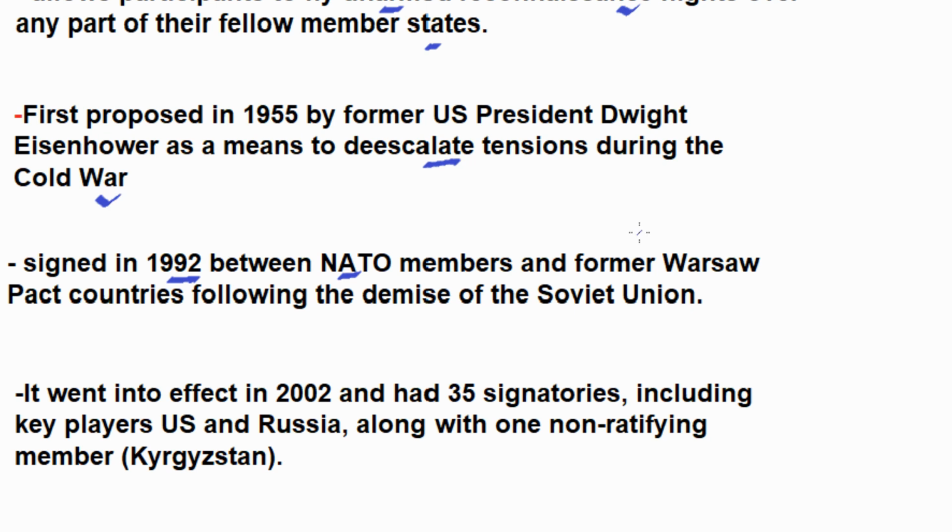NATO was formed in 1949, and as a response to NATO, USSR also formed a union called the Warsaw Pact in 1968 with USSR and its satellite countries. This treaty came into effect in 2002 and there were 35 signatories, with the exception of Kyrgyzstan, which was a member but did not ratify it. It included key players such as the US and Russia.